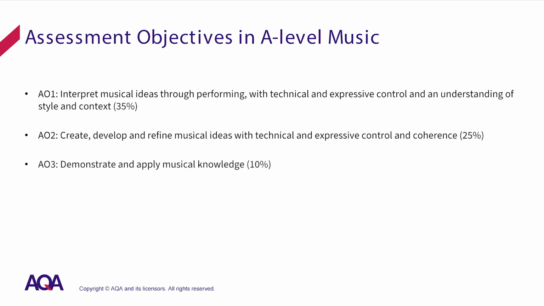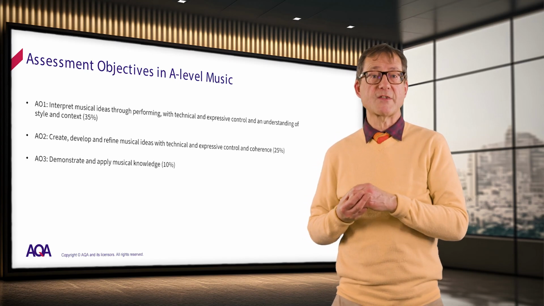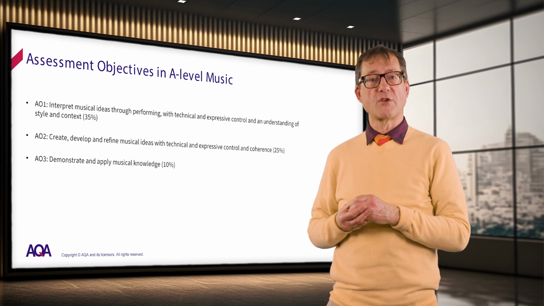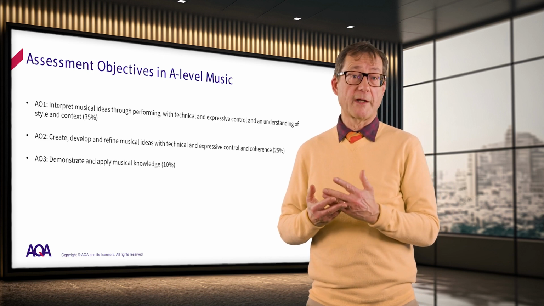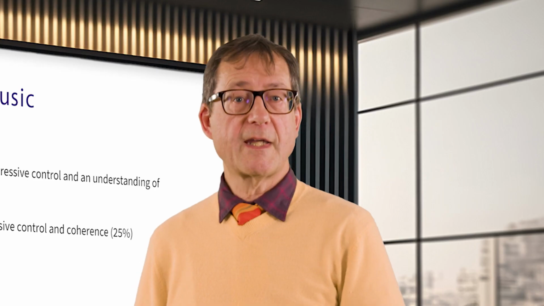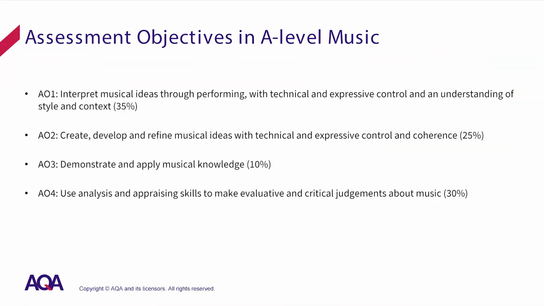AO3, demonstrate and apply musical knowledge, is largely assessed in the 1 mark and 2 mark questions of the listening paper in both sections A and B. Although this assessment objective is exactly the same at A-level as for GCSE, there is an expectation of wider knowledge. For example, recognition of instruments such as the cor anglais, or chromatic harmonies such as the augmented sixth chord. Again, I'll come on to the different types of questions and how they achieve differentiation in due course.